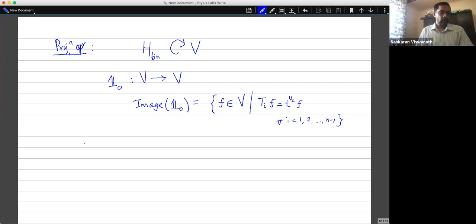Again, the proof of this is easy. Let me show you how one direction works. If you take an element of the image, it looks like this: I apply 1 naught to some element v of V. The claim is Ti will act on that as T power half. Why is that? We just showed this property that Ti 1 naught is T power half 1 naught. So I can combine these two together and observe that that's what I get. And the converse requires the idempotence. You just have to use that 1 naught squared is 1 naught. So this is some of the key point.